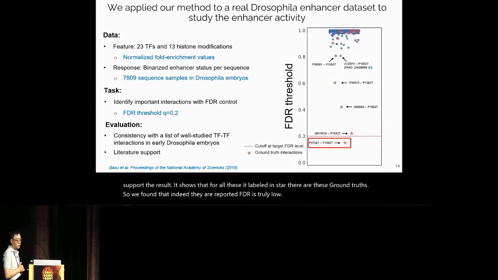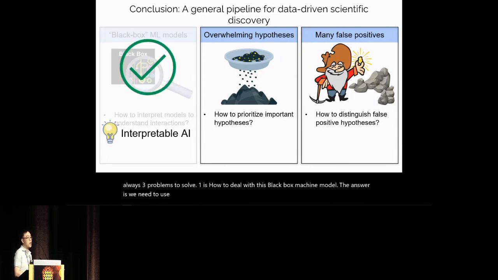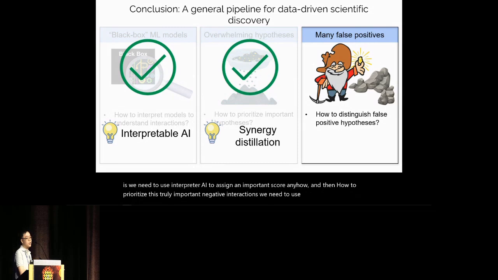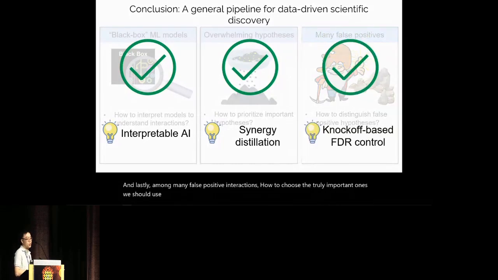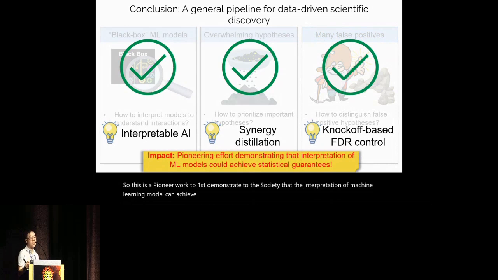So to sum up, we aim to build a general pipeline for data-driven scientific discovery. Remember, there are always three problems to solve. One is how to deal with the black box machine learning model. The answer is we use interpretable AI to assign an importance score. Then, how to prioritize the truly important non-additive interactions: we use synergy distillation. And lastly, among many false positive interactions, how to choose the truly important ones: we use knockoff-based FDR control. So this is a pioneering work to first demonstrate to the community that the interpretation of machine learning models can achieve statistical guarantees. Thanks. I'm ready to take any questions.